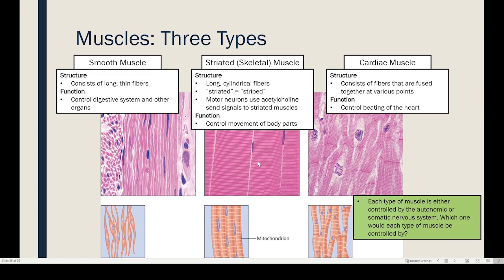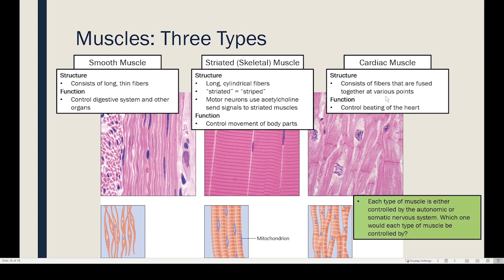So when you think about the neurotransmitter that's most associated with sending motor signals directly to the muscles, striated muscles in particular, it's going to be acetylcholine. And then finally, there's cardiac muscle, and these are just found in the heart, obviously cardiac.